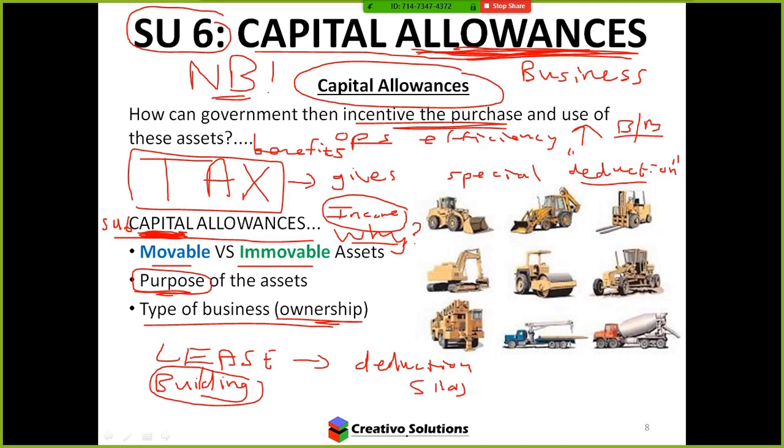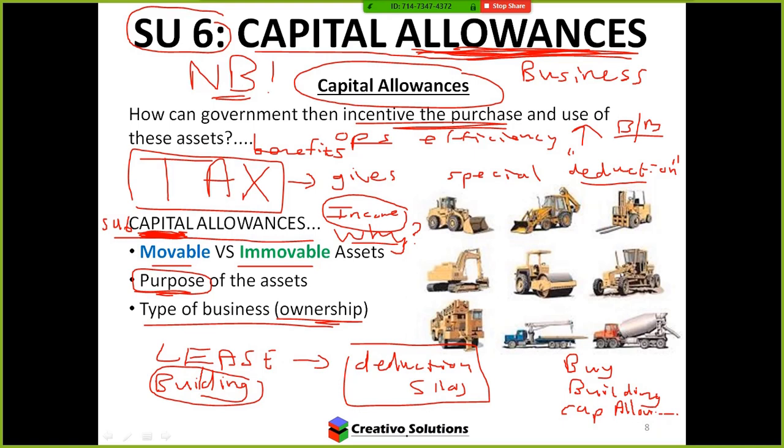So if I choose to rent an office space, the rent that I pay to the landlord as a business would be a general deduction. What happens if I choose to buy a building instead of renting one? Well, if I buy a building or an office, then I won't have a general deduction because I'm not paying rent. You will have capital allowances.